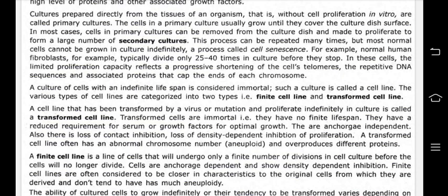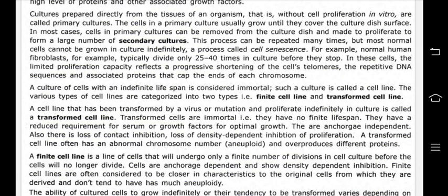This process can be repeated many times, but most normal cells cannot be grown in culture indefinitely, a process called cell senescence. For example, normal human fibroblasts typically divide only 25 to 40 times in culture before they stop. In these cells, the limited proliferation capacity reflects a progressive shortening of the cell's telomeres, the repetitive DNA sequences and associated proteins that cap the ends of each chromosome.